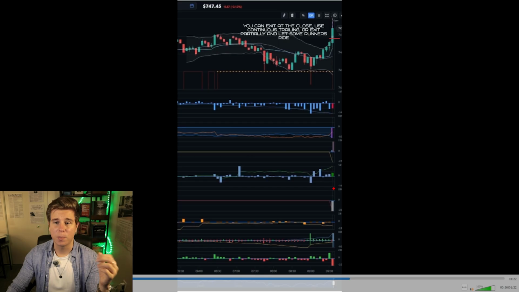Now, this is a SPY example on a regular day, right? Momo went down, we took the trade upwards. But if this was a Momo Monday, we would be looking to take a trade in the direction of Momo, which would be going downwards.